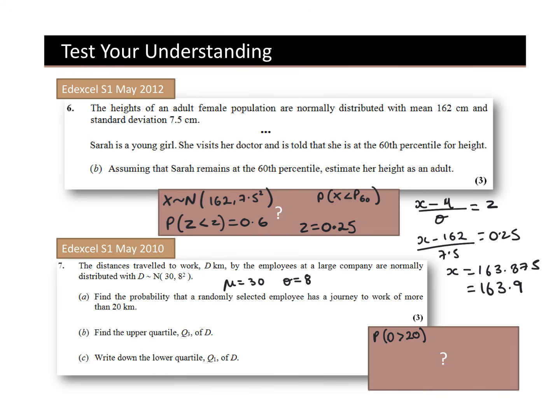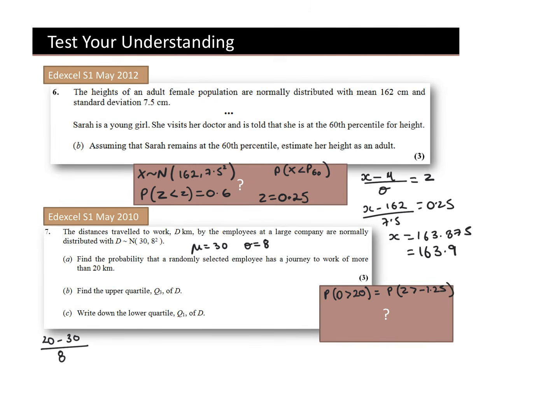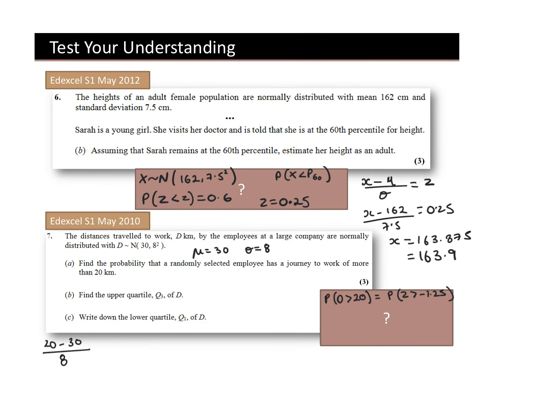Okay, so if we change it into Z, so the probability of Z being greater than... how are we going to find our Z value? We're going to have 20 minus our mean, which is 30, over 8. 20 minus 30 divided by 8 is minus 1.25. Minus 1.25.